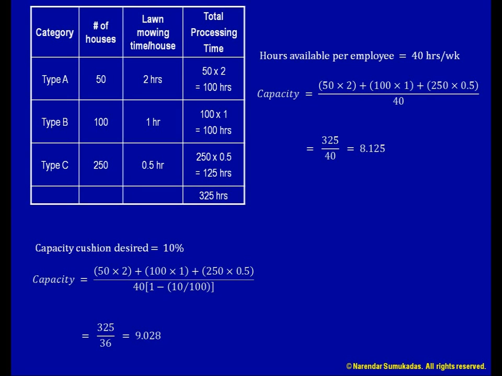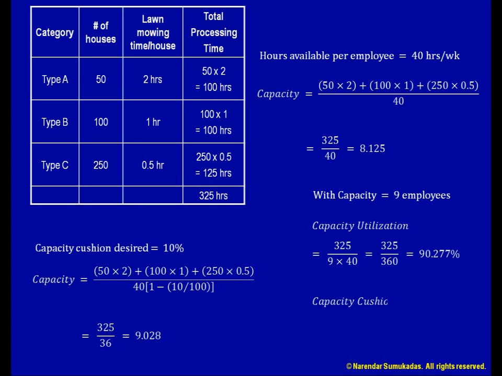If I settle for 9 employees, will I still have the desired 10% cushion? Obviously, I will have a slightly smaller cushion. My capacity utilization will be 90.277%. My capacity cushion will be 9.723% instead of the desired 10%. But I think I can live with that.